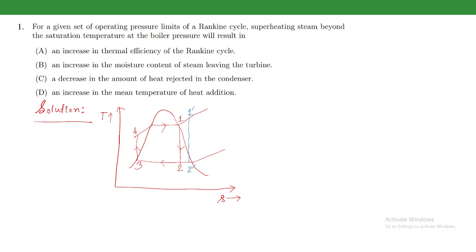The first problem relates to the Rankine cycle, and this is the TS diagram of an ideal Rankine cycle: 1 to 2, 2 to 3, 3 to 4, and 4 to 1. 1 to 2 is an isentropic expansion process, 2 to 3 is the heat rejection in the condenser, 3 to 4 is the isentropic compression in the pump, and 4 to 1 is the heat addition in the boiler. Let me write down the steps in the Rankine cycle.